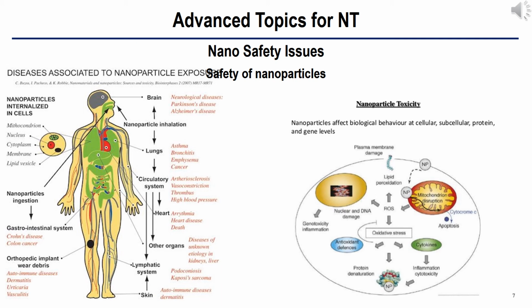In the scale of cells, nanoparticles can be easily internalized in the cells by interacting with mitochondrion, nucleus, cytoplasm, membrane, and lipid vesicles. In subcellular scale, nanoparticles can affect biological behavior such as lipid peroxidation, plasma membrane damage, genotoxicity, inflammation, protein denaturation, apoptosis, and so on.